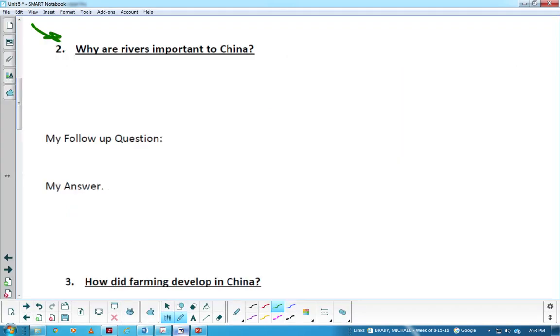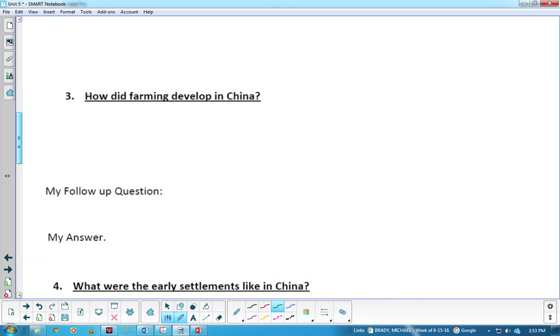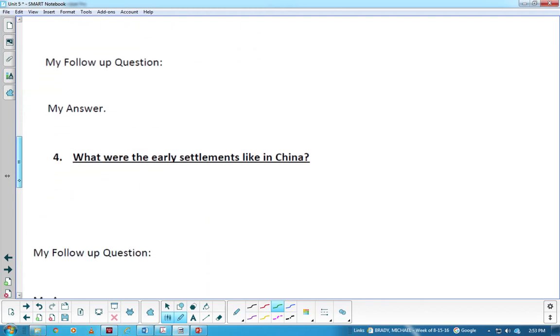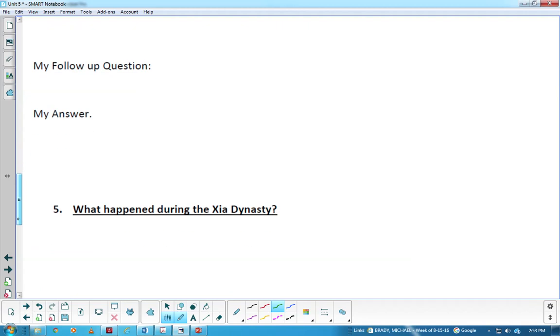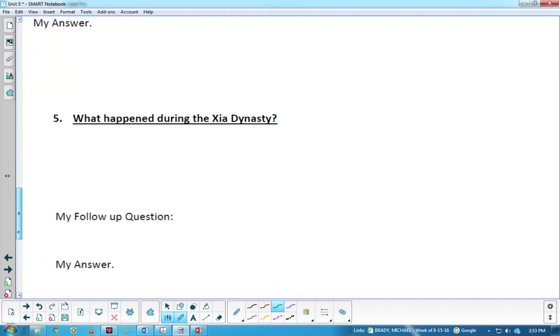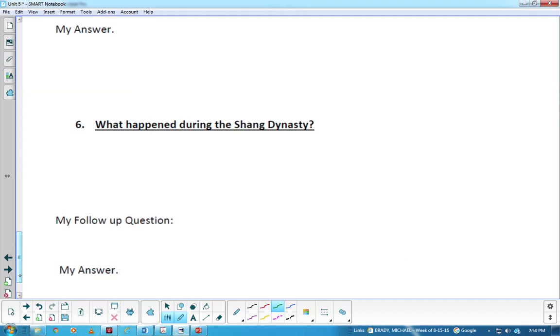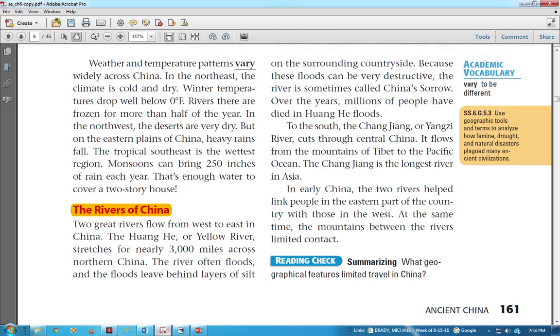Then you make up a follow-up question. Remember, the follow-up question must be answerable from the text. And then you go on, and we're going to work through how did farming develop in China? That's the next section. 4, what were the early settlements like in China? 5, what happened during the Shah dynasty? And 6, what happened during the Shang dynasty? All of those are answerable here in the textbook.